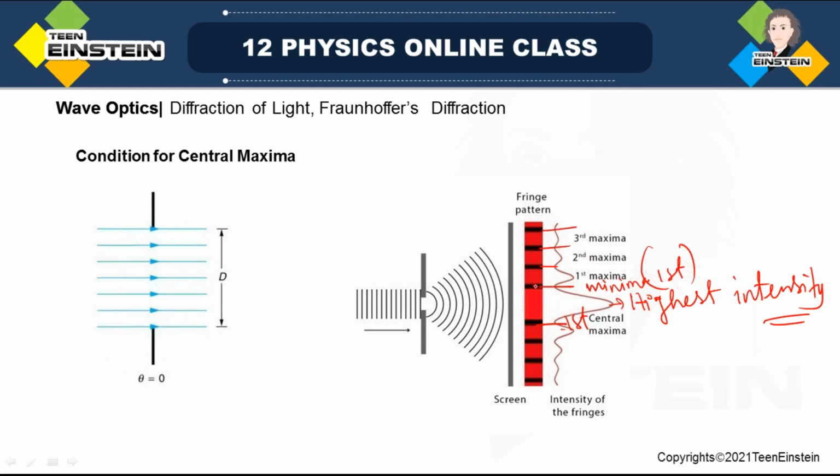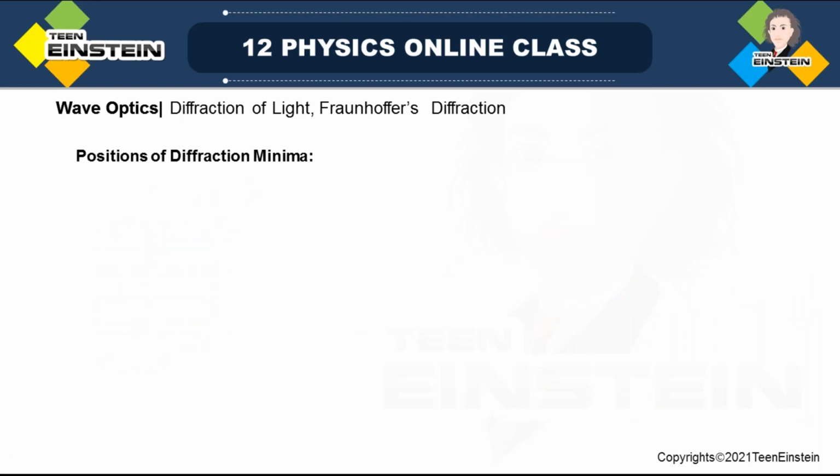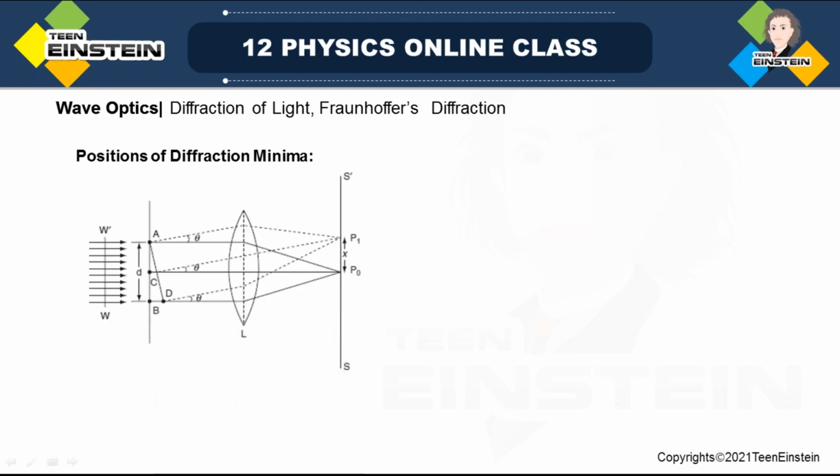In all these places, destructive interference will happen. But we have to see how we can explain that there will be destructive interference, or that rays will reach there 180 degrees out of phase. So let us see now the position of diffraction minima. If I find out the condition, then we will get the position of the first minima from there.